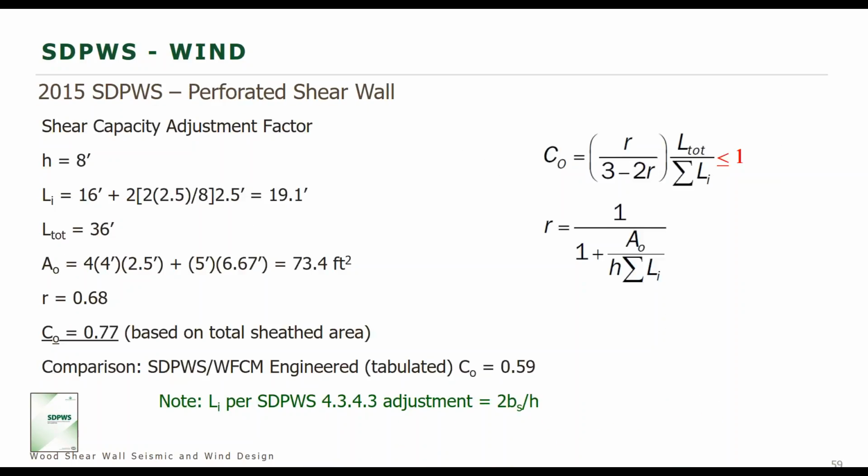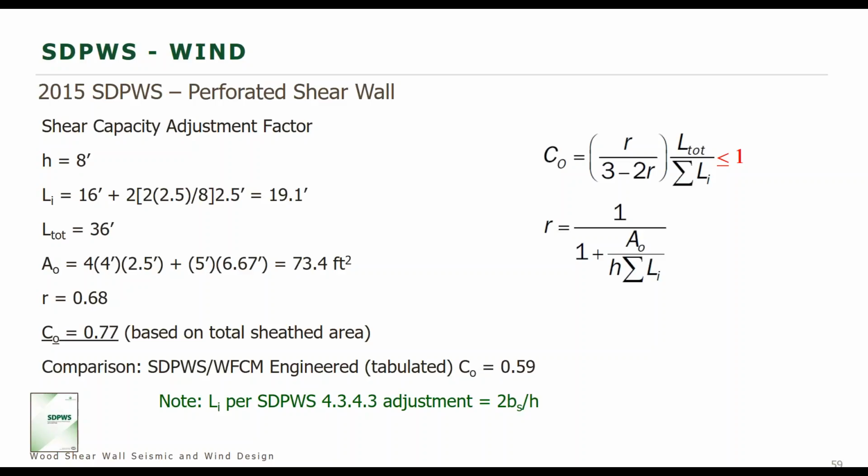Now, if we want to use the perforated shear wall approach in the special design provisions for wind and seismic, we can use the tabulated C sub O value. There are tables in SDPWS that'll allow us to calculate that. Or we can actually calculate C sub O based on this equation. And what the benefit is for using the equation versus the tables is that the tables assume that all of our openings are the same size as our largest opening.